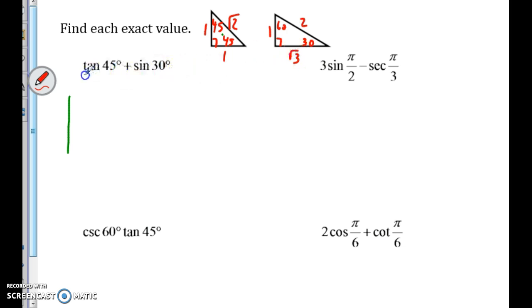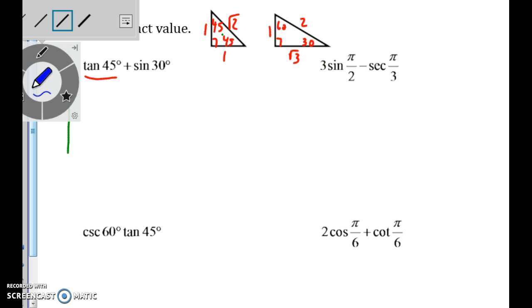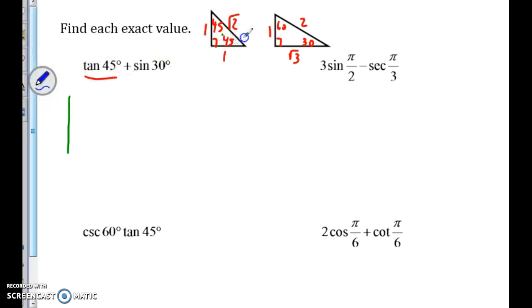So if I want the tangent of 45 degrees, I go over to a 45 degree angle. So let me get a different color here. Let's go, how about blue? You notice here's a 45 degree angle, and tangent is opposite over adjacent. So go from the opposite side of 45 over the adjacent side. That's 1 over 1, which is 1.